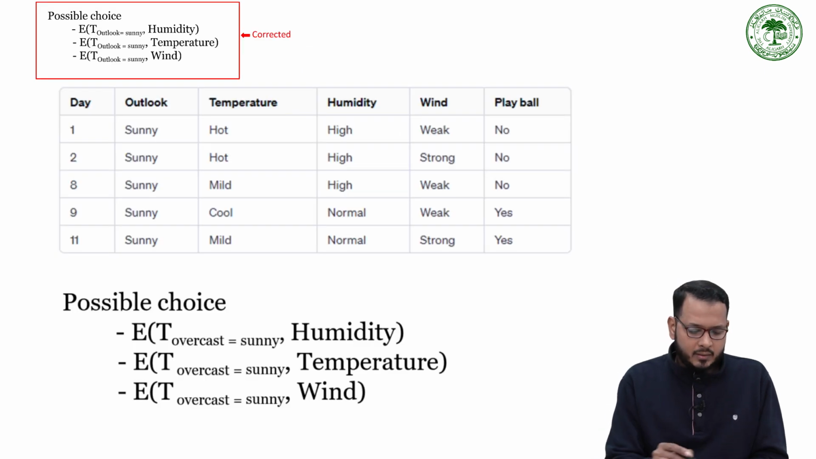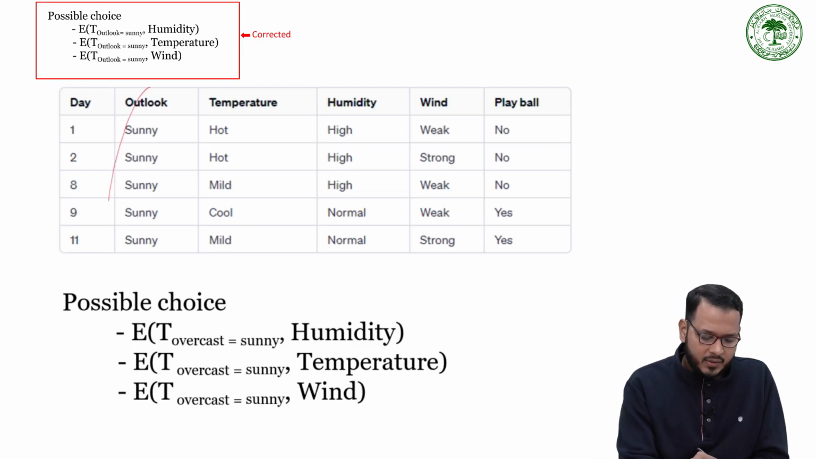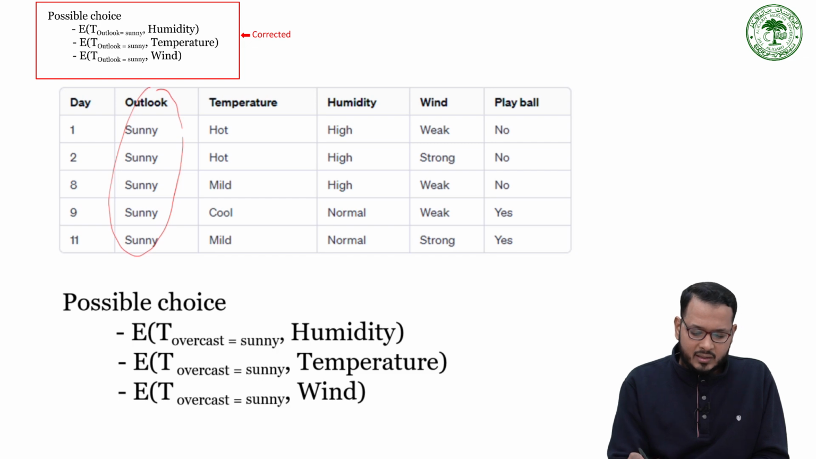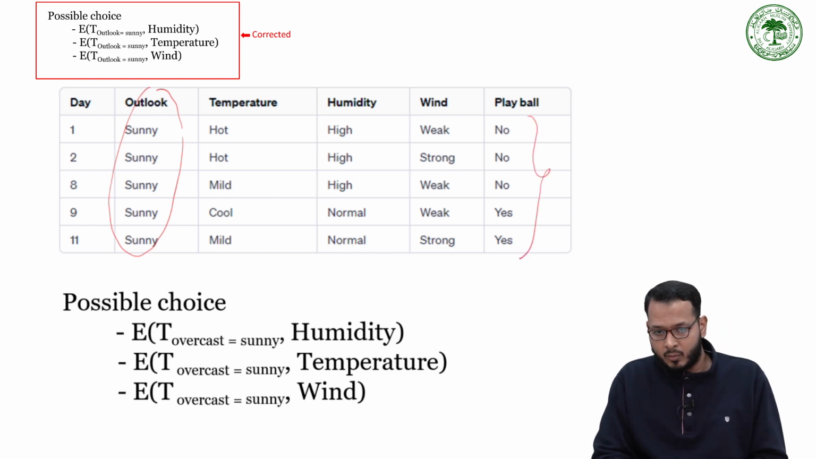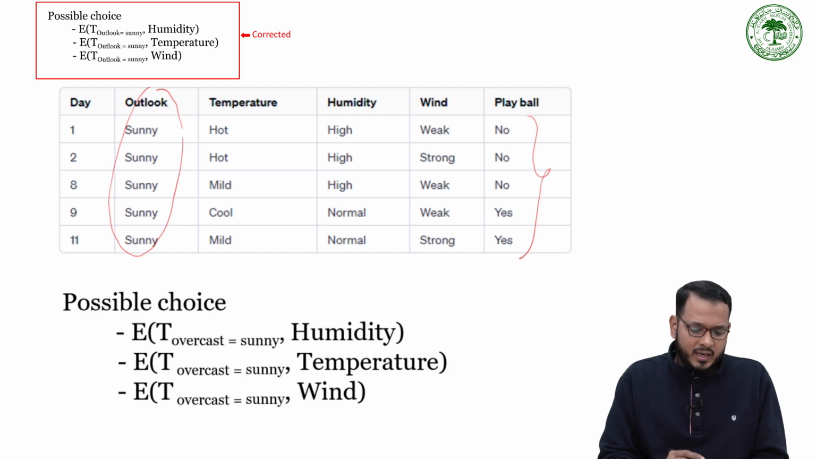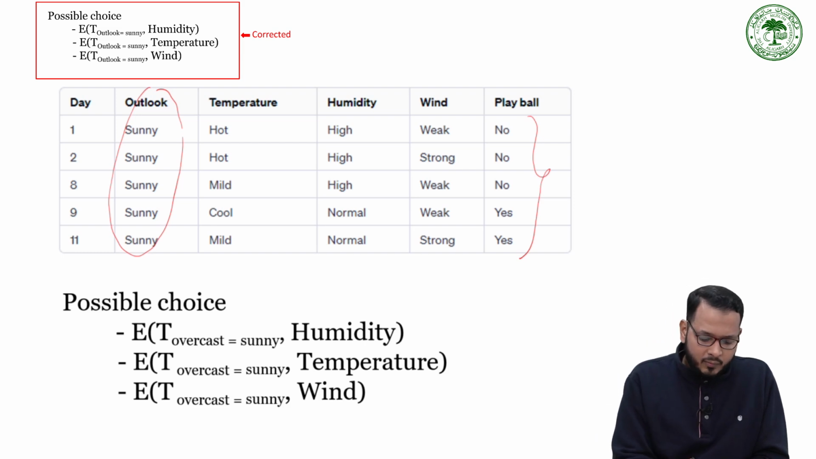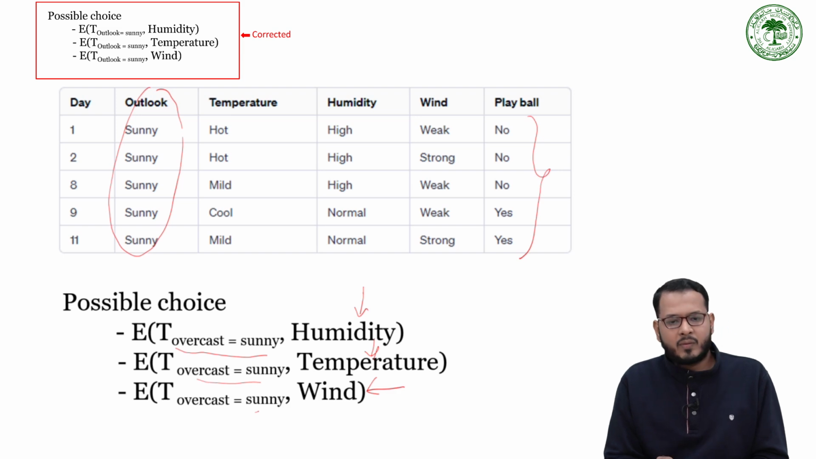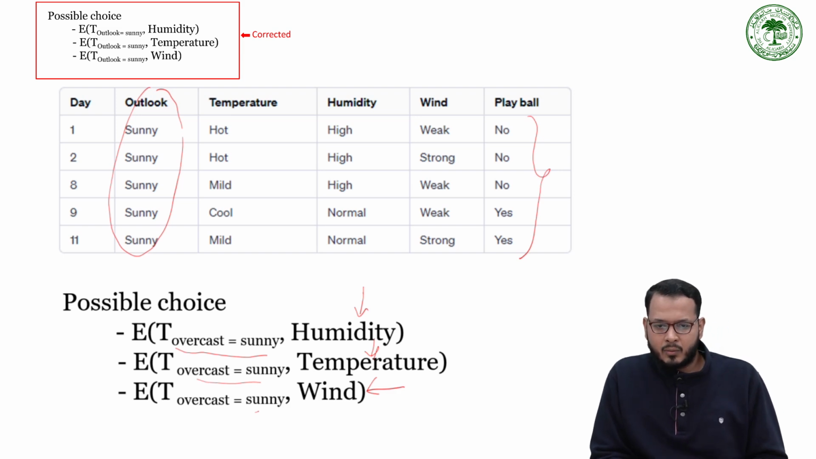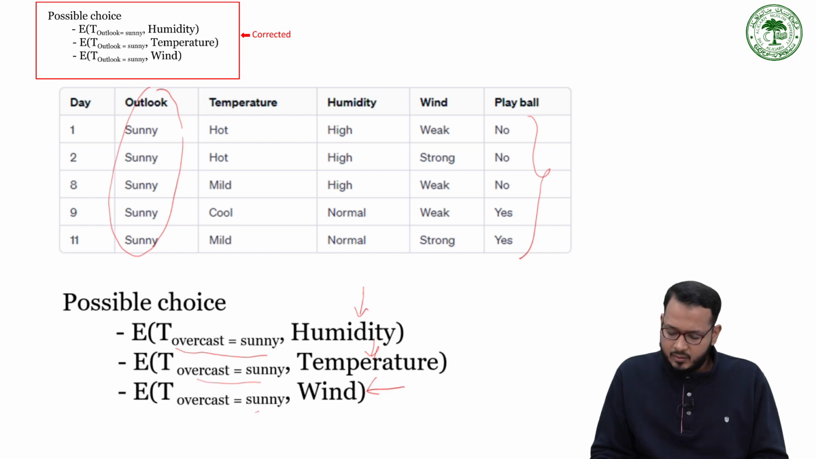So for sunny partial table, once again, you can see that not all of them are either yes or no, right? In that case, we have to identify for outlook being sunny, which of the attribute further gives us the minimum entropy. So we will focus on this partial table only, and we will try to calculate the entropy once again.